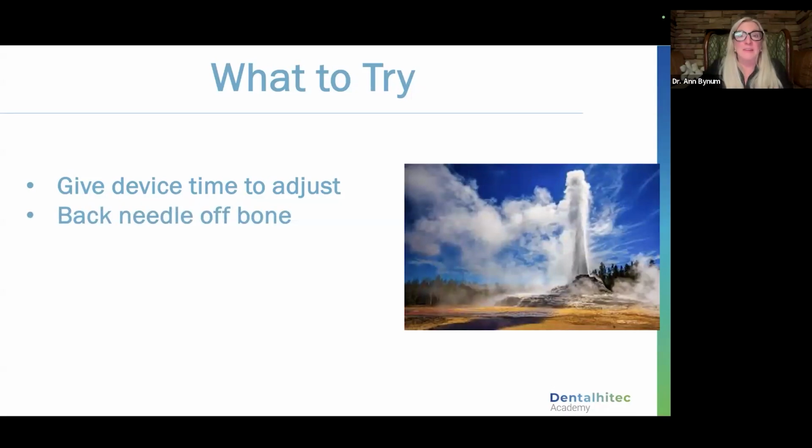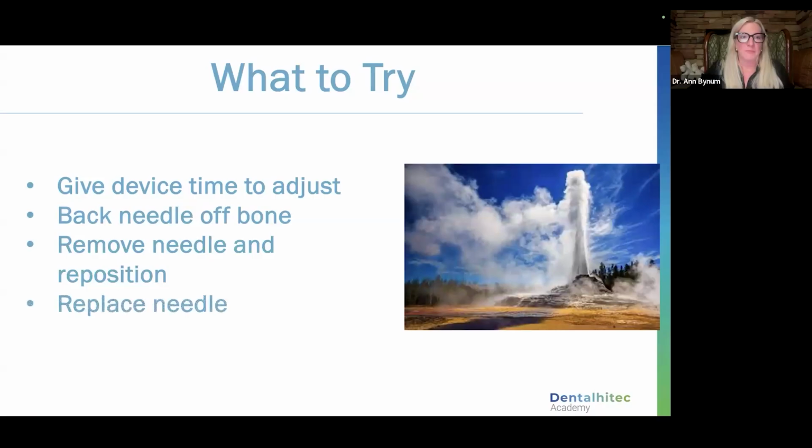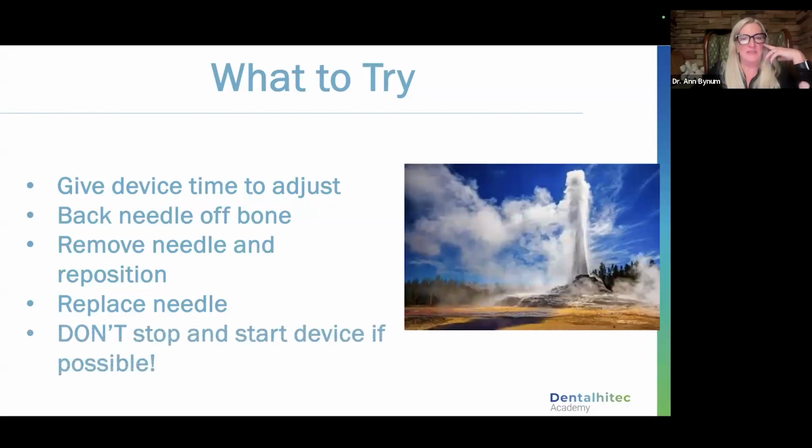Sometimes if you just back the needle up a little bit and it gets it off of a hard piece of bone, it can allow the anesthetic to flow. Sometimes you need to remove the needle or even reposition it just a little bit. That will help. Replacing the needle. We're just going down the list of things in the order I would start with these first things and go down the list, is what I'm trying to tell you. Replacing the needle, again, not a big deal.